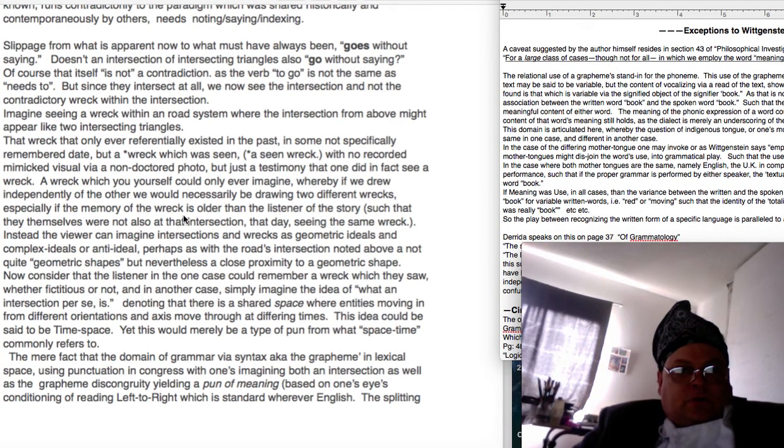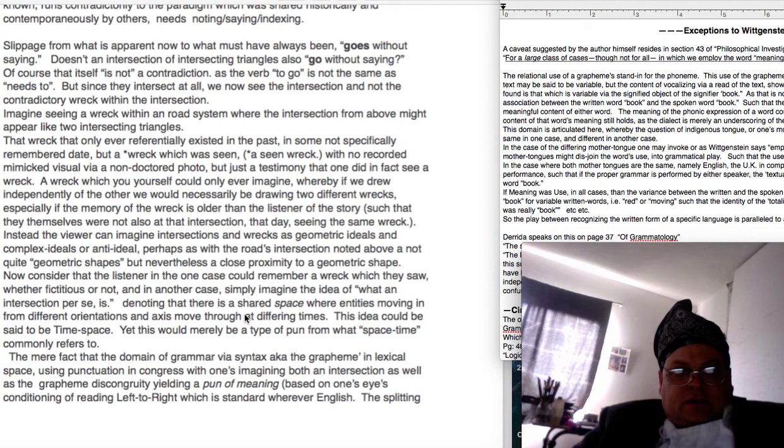The wreck that only ever referentially existed in the past is in some non-specific remembered date, but a wreck which was seen, a seen wreck with no recorded mimicked visual via a non-doctored photo, but just a testimony that one did in fact see a wreck which you yourself could only ever imagine, whereby if we drew independently of the other, we would necessarily be drawing two different wrecks, especially if the memory of the wreck is older than the listener of the story, such that they themselves were not also at that intersection that day seeing the same wreck.